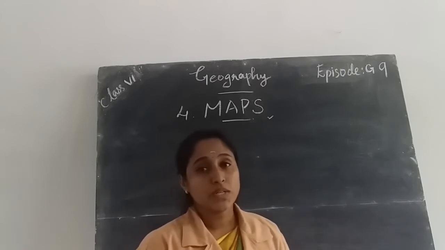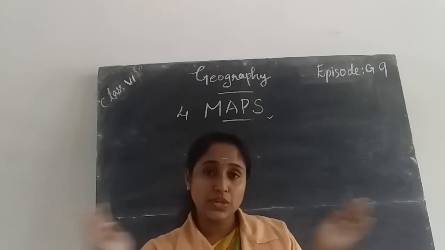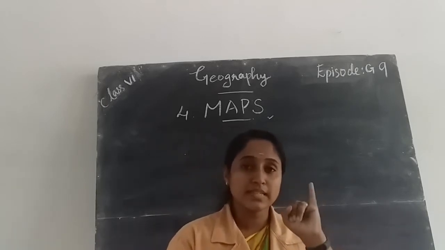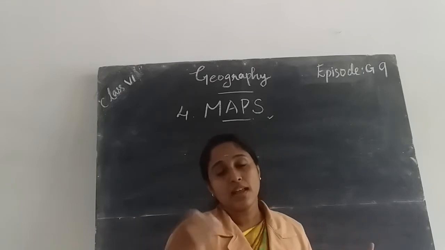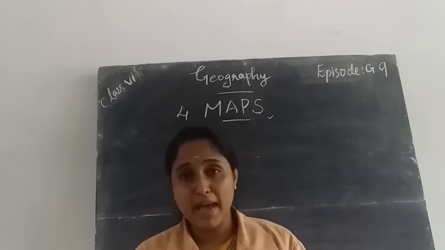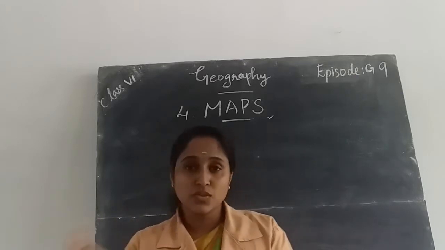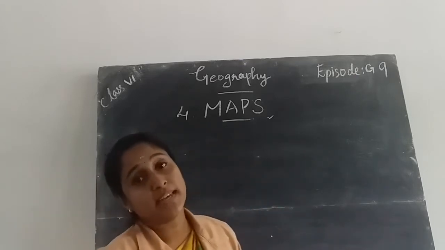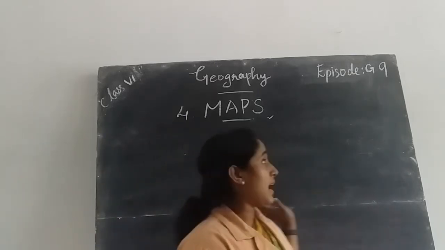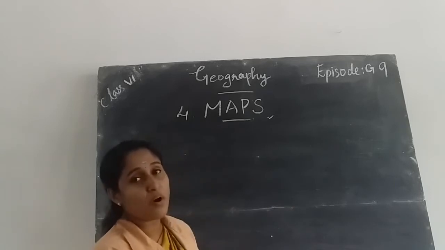Components of maps. The first one is distance. In a map, the distance we use is a small unit. We use small scale maps and large scale maps. Small scale maps show a large area like continents and countries. Large scale maps show smaller areas like a village or town. The large scale map is more informative than the small scale map.